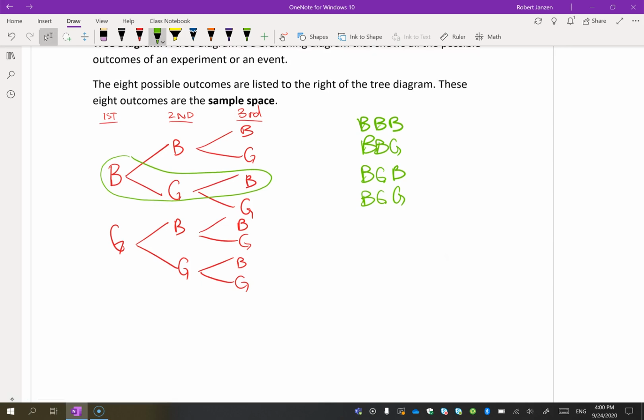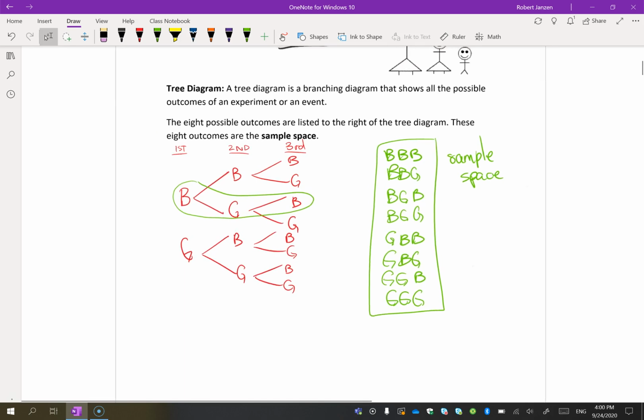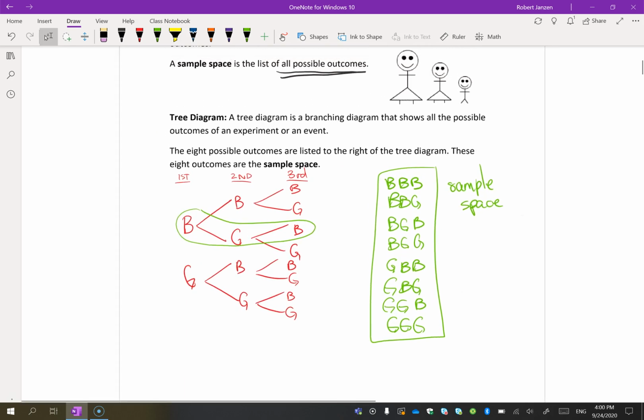All right, going down to if we had a first child as a girl, then you would have girl, boy, boy, girl, boy, girl, girl, girl, boy, and girl, girl, girl. That is the sample space right there. Okay, it's a list of all the possible outcomes. And the strategy we used to get the sample space was to use a tree diagram.